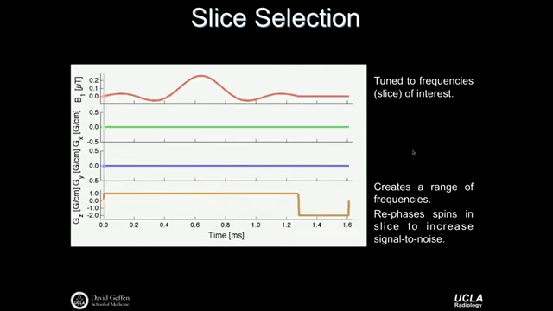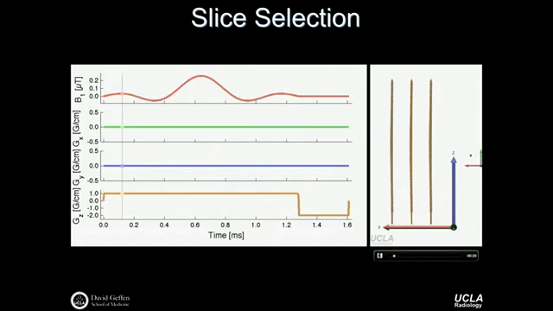Okay, so here's just one more example, and we'll look at a movie of this. So this is the RF pulse tuned to the frequencies of interest. This top part of the gradient waveform here for slice selection is going to create the range of frequencies that we need to enable slice selection. And this lower part of the gradient here is going to rephase spins in the slice to increase the signal to noise. I'll probably have to play through this a couple times, so what's going to happen in a second is you're going to see this sort of line sweeping up across the gradient waveform, and then we'll see some animations over here of a spin system.